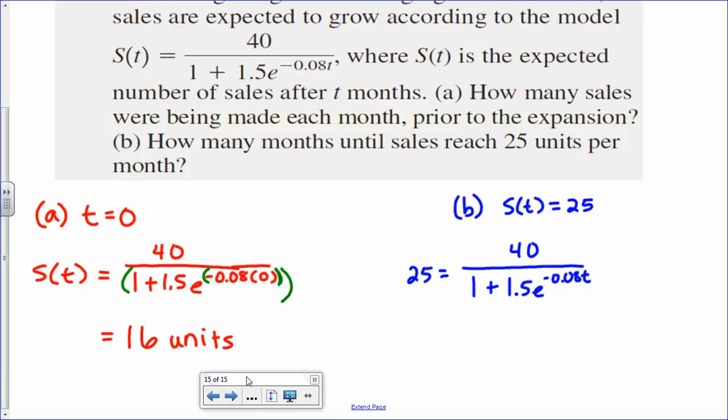You have to solve this algebraically. There is a problem kind of similar to this on your test. You have to do it algebraically, not guess and check. You will not get points if you just do guess and check. It can look a little overwhelming, but we'll just take it one step at a time. First of all, we have a denominator, so let's get rid of the denominator by multiplying it on both sides. Multiply both sides by 1 plus 1.5e to the negative 0.08t. Then it will cancel on the right.